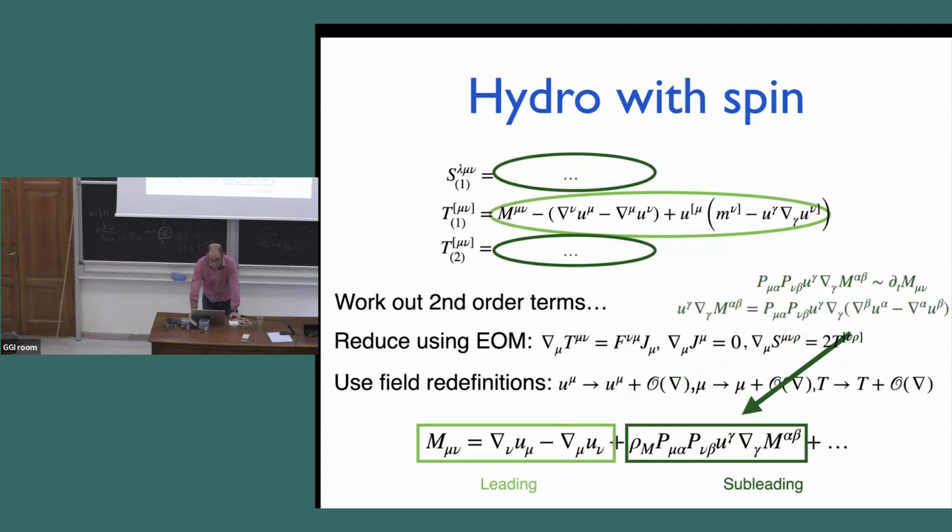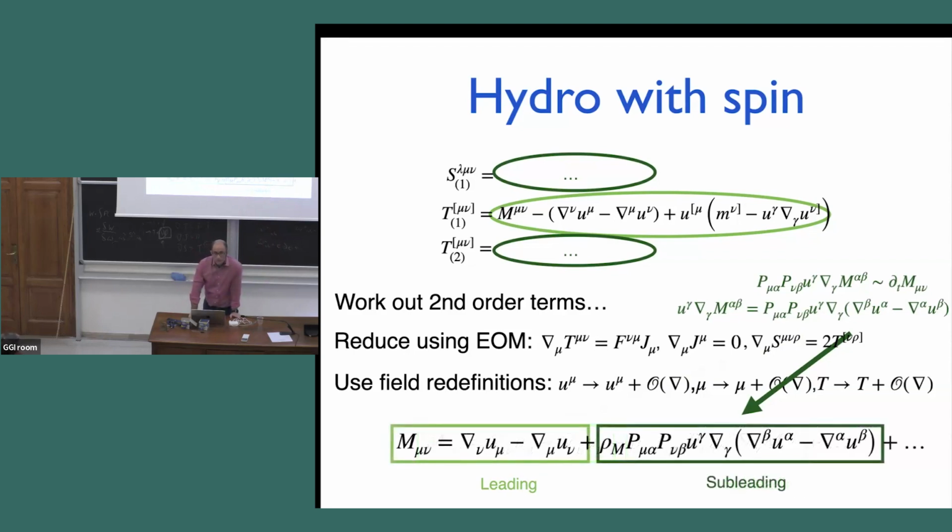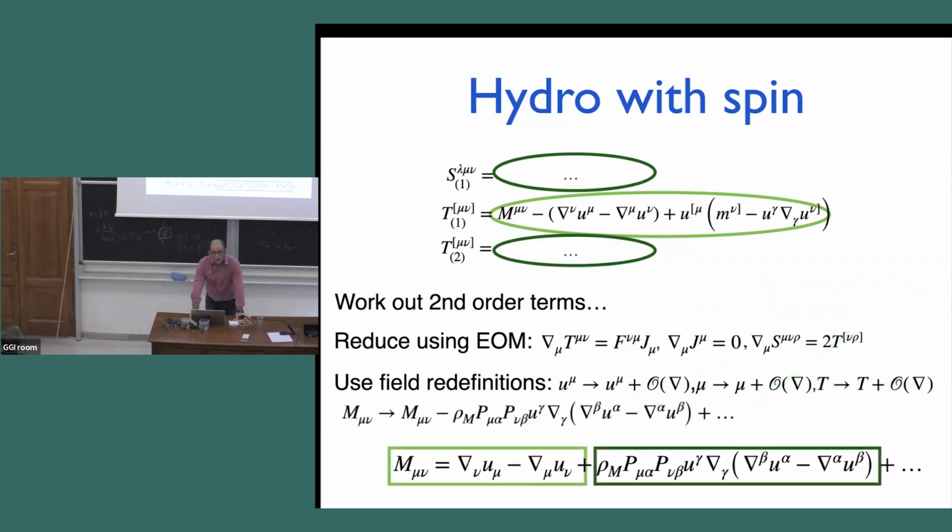And what we get is an expression of this type. As long as we're working perturbatively in gradients, we can just replace the time derivative of the spin chemical potential with the time derivative of the thermal vorticity. So this is one thing we can do. But another thing we can do is a field redefinition. We can take the spin chemical potential at zeroth order, and if we want, we can shift it by a second order term. Here I shifted it by a second order term, but you can see what's going to happen.